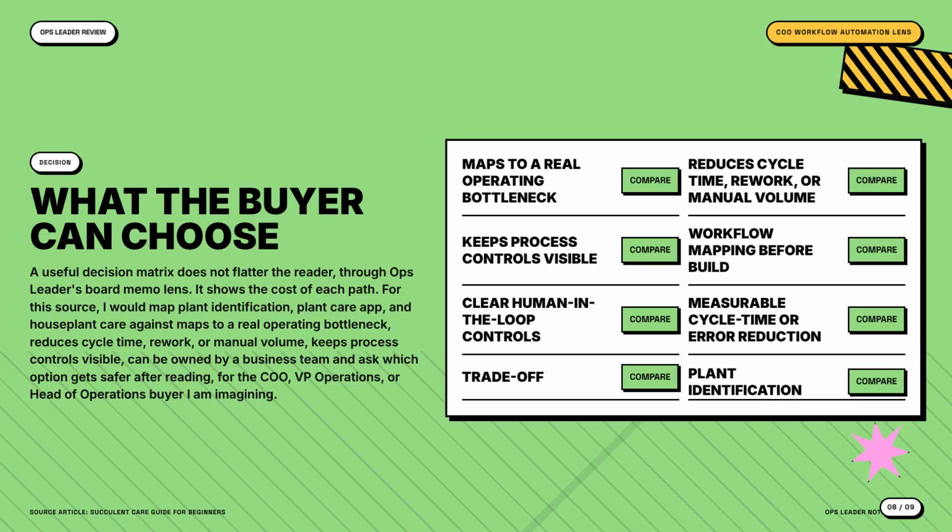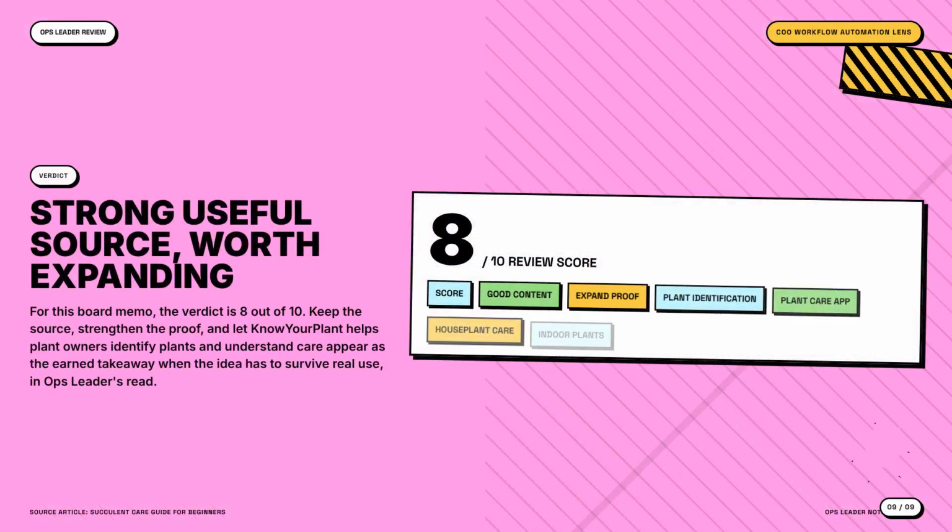For this source I would map plant identification, plant care app and houseplant care against maps to a real operating bottleneck. Reduces cycle time, rework or manual volume, keeps process controls visible. Can be owned by a business team and ask which option gets safer after reading. For the COO, VP operations, or head of operations buyer I am imagining.